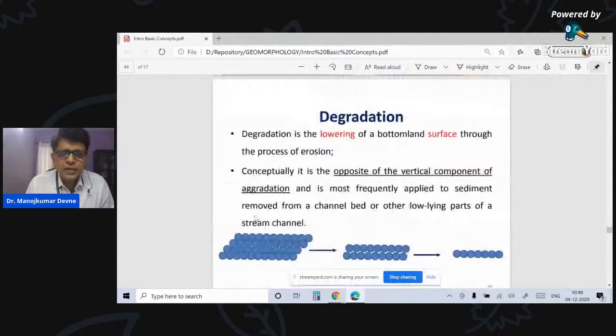Degradation. Okay, if you have multiple layers, one by one, the layer gets removed and the landscape gets degraded. Okay, degradation is lowering of the bottom land surface through the process of erosion. Is that something that we need to keep in mind?